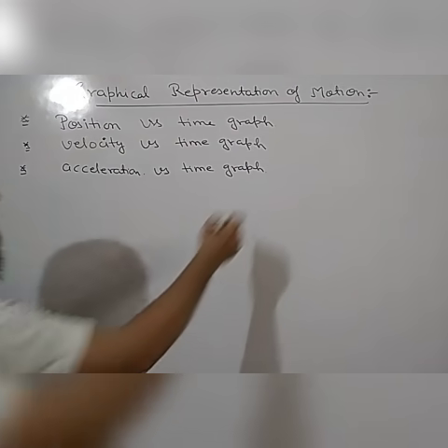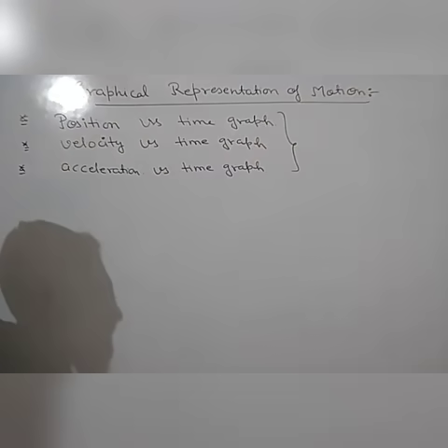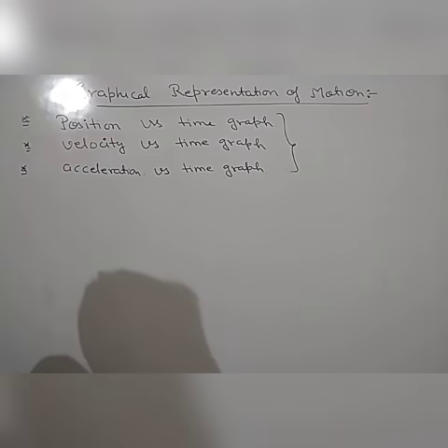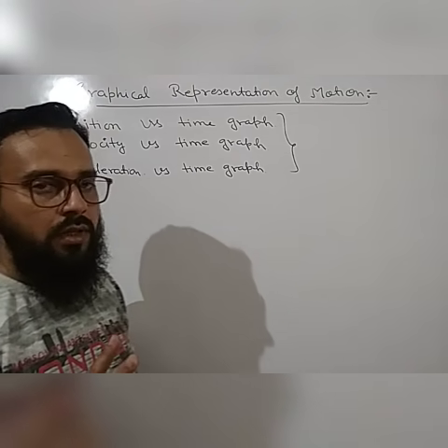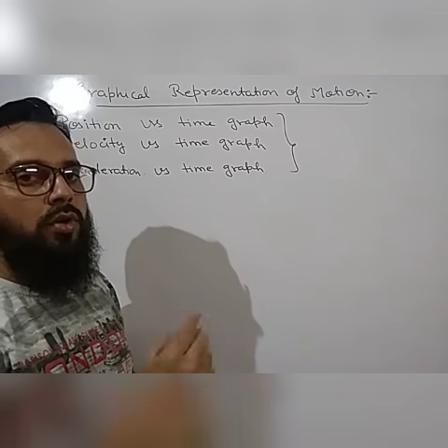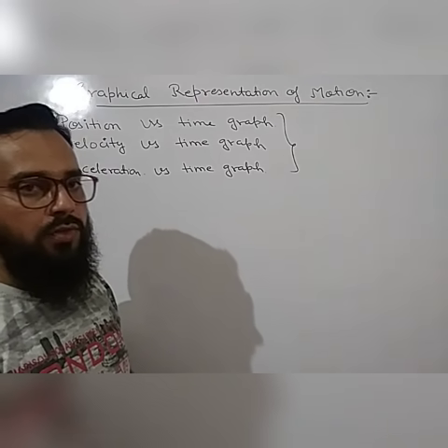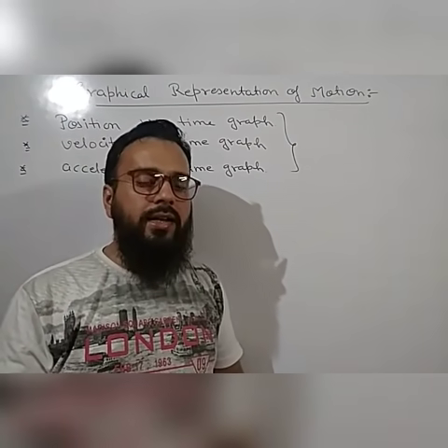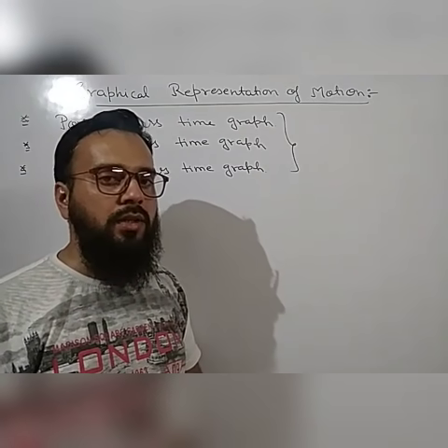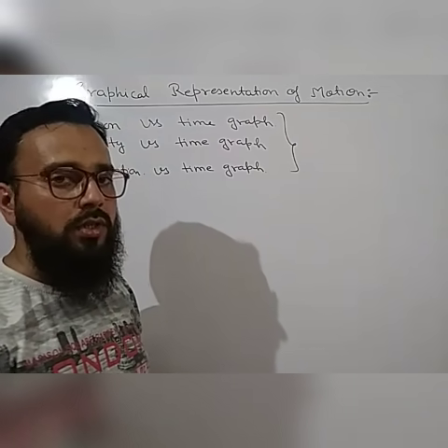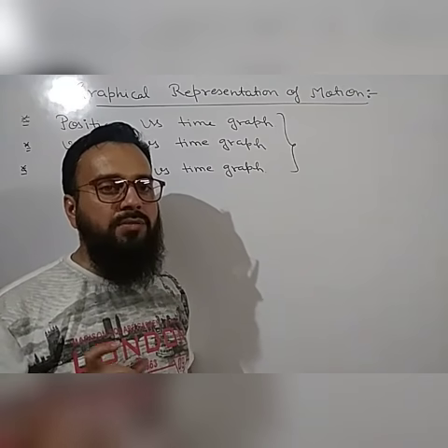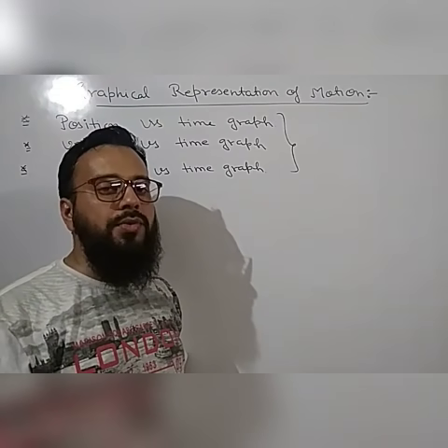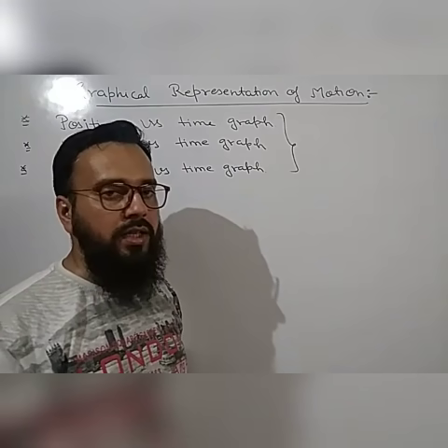So these 3 are the graphs for each type of motion. Now we have studied 3 types of motion: uniform motion, then 2 parts of non-uniform motion, that is uniformly accelerated motion and non-uniformly accelerated motion. But we will not study the graphs of non-uniformly accelerated motion, as it is not in our syllabus. We have to study the graphs of uniformly accelerated motion only.